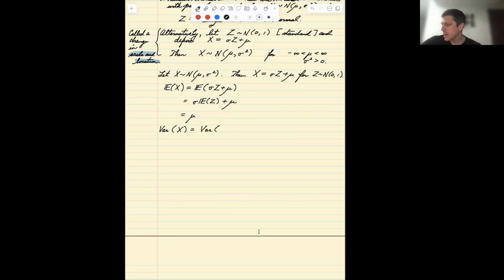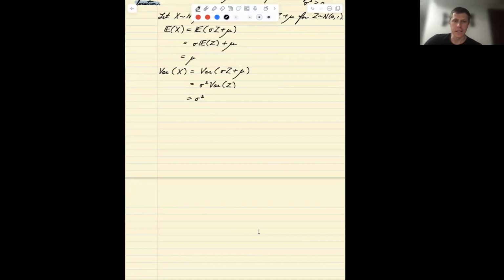And the variance of x is the variance of sigma z plus mu. Mu doesn't factor into variance, so it's just sigma times z. Sigma comes out as a square. It's sigma squared times the variance of z. Remember, variance of z was 1. So the variance of x is sigma squared.